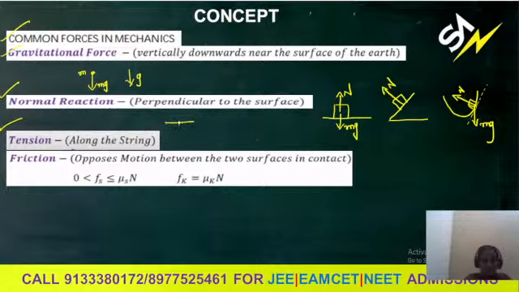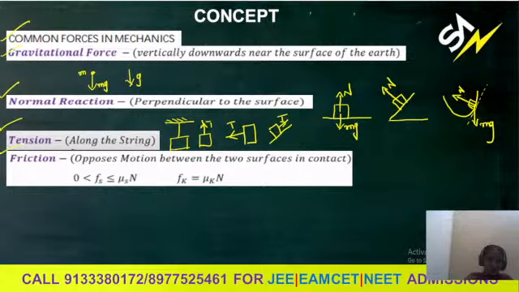For example, see here. An object is suspended with the help of a string from a rigid support. Here, the tensional force will act along the string. For example, if an object is tied to a string this way, along the string, tensional force will act. And now, on the surface, it is tied to the string. Along this direction, tensional force will act. It will always act along the string.